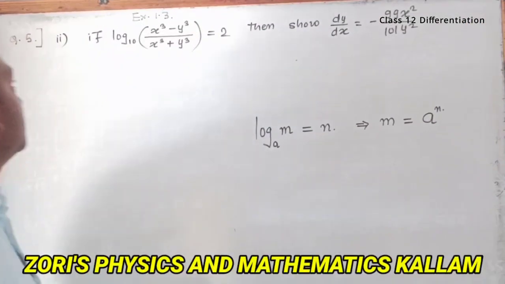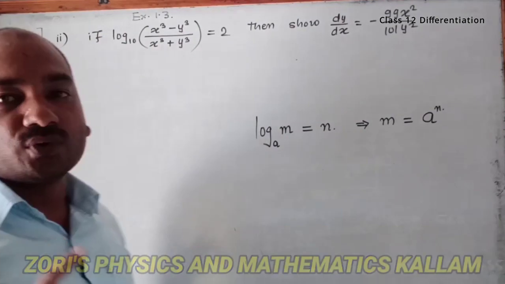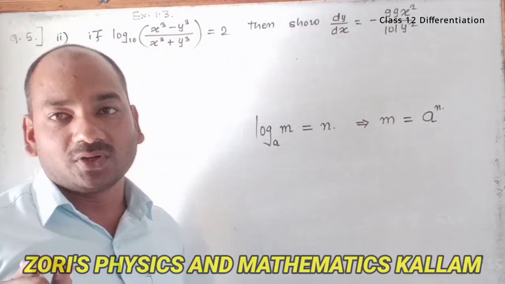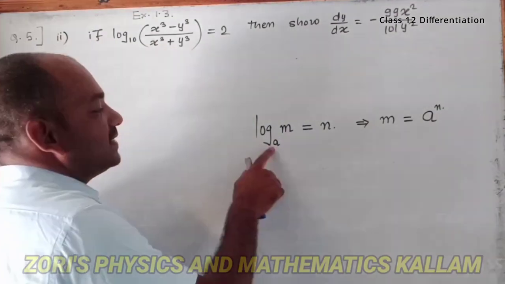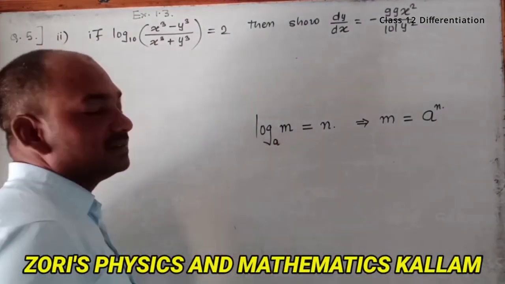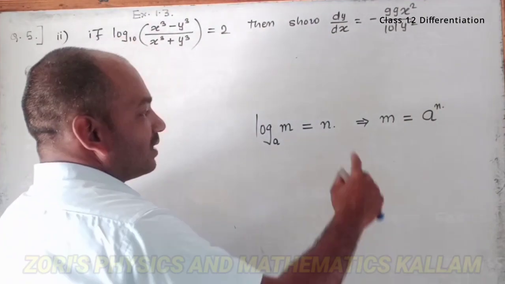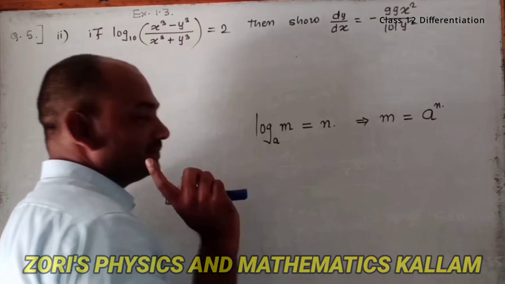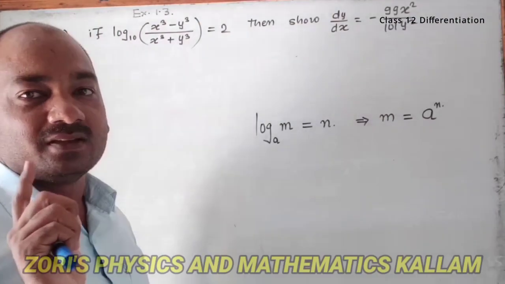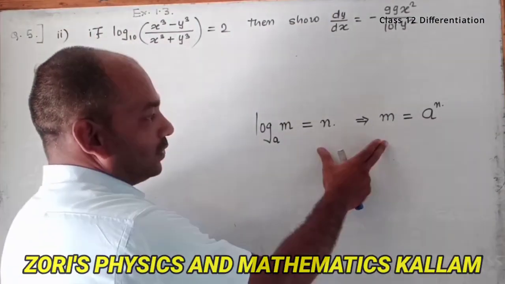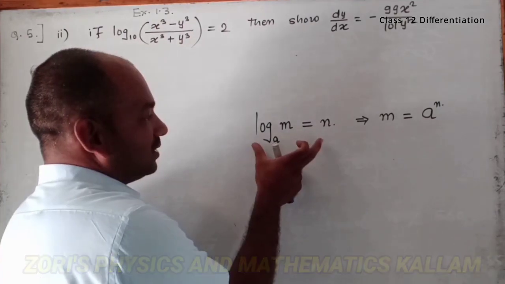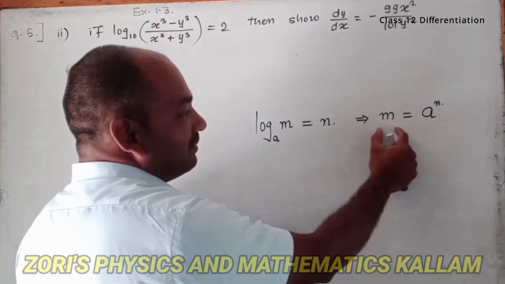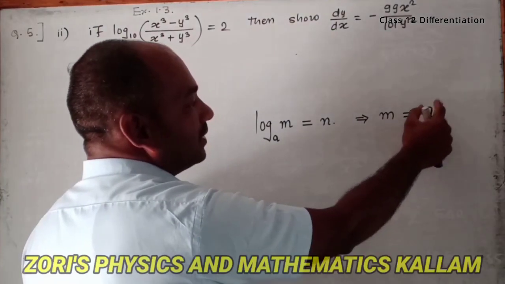Let us move on to question number 2 here. Before going on to the question, we first understand a very important rule of logarithm: if log base a of m is equal to n, that can be written as m = aⁿ. So this is the rule of logarithm. If such a term in a logarithm is given, it can be written like this.